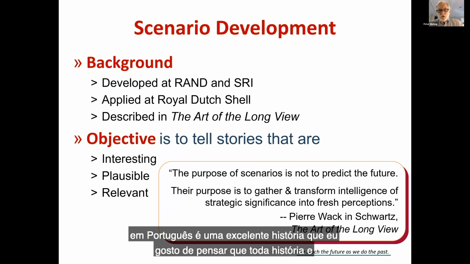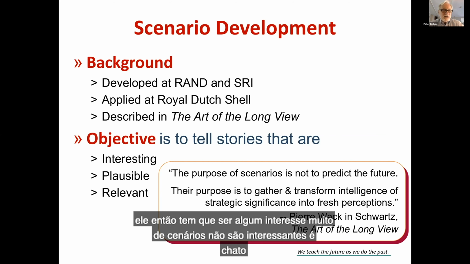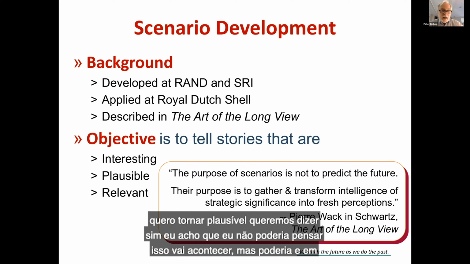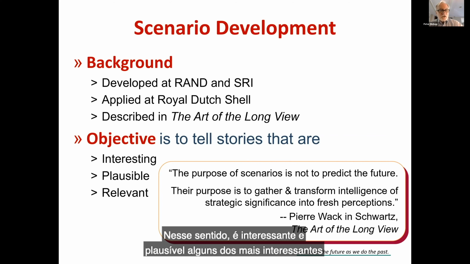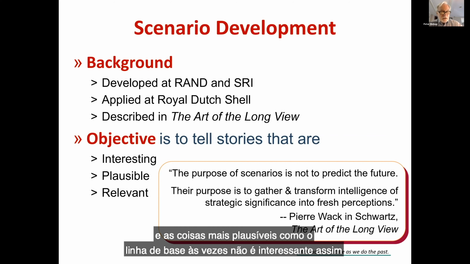I like to think that every story, and particularly in this, its most important characteristic is that it's interesting. Oh, I never thought about it. Oh, yes, you're right. So there has to be some interest. A lot of scenarios are not interesting. They're just boring. So we want to make it interesting. At the same time, the second one of these, we want to make it plausible. We want to say, yeah, I think that could, I don't think it's going to happen, but it could. And in that sense, it's both interesting and plausible. Some of the most interesting things, like science fiction, are not plausible. And the most plausible things, like the baseline, are sometimes not interesting.